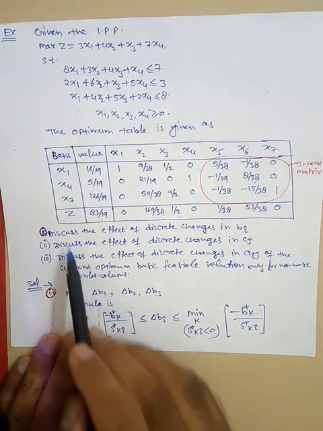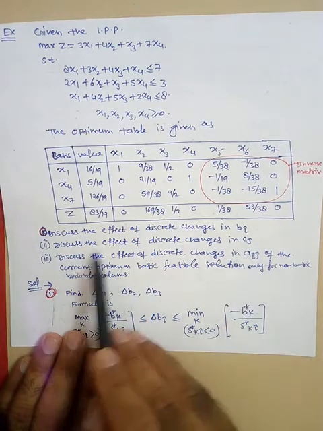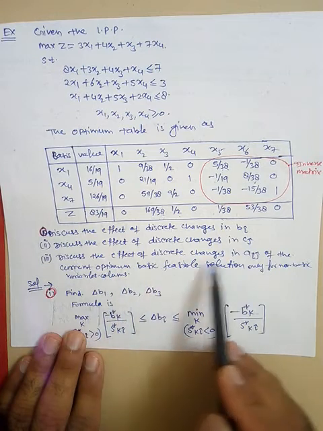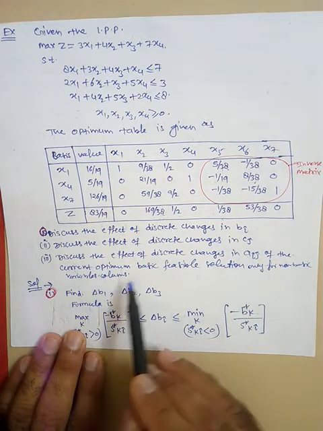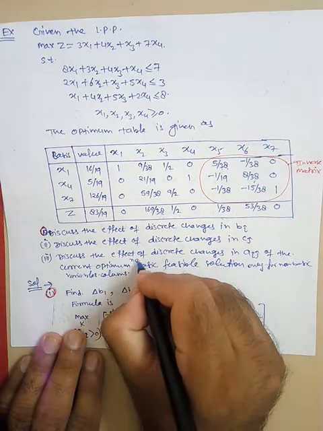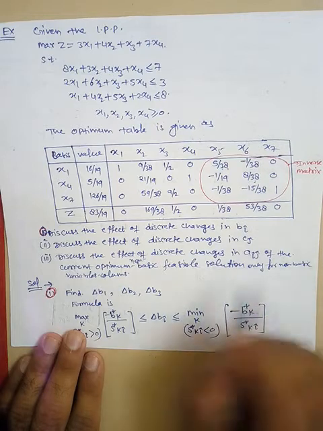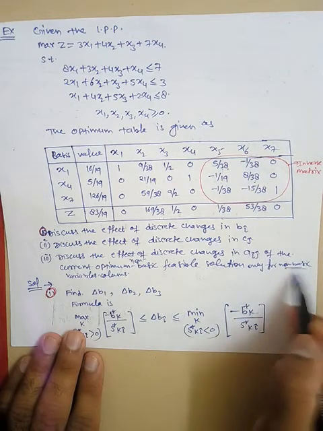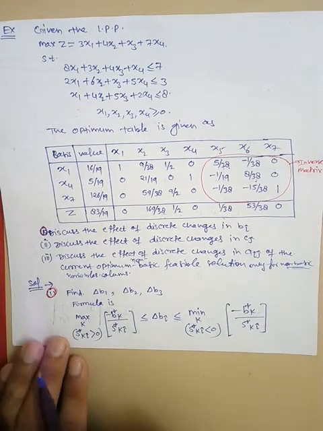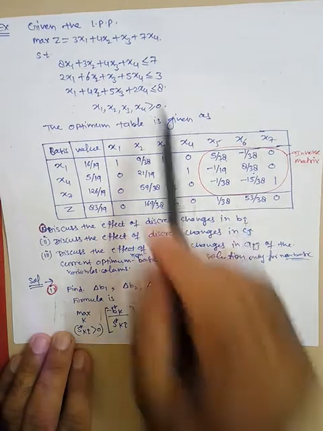Now here we have to discuss the effect of discrete changes in bi, discuss the effect of discrete changes in cj, and discuss the effect of discrete changes in aij of the current non-basic variable. Here we will discuss the optimum feasible solution only. Here we are discussing only for non-basic variable. Fine.